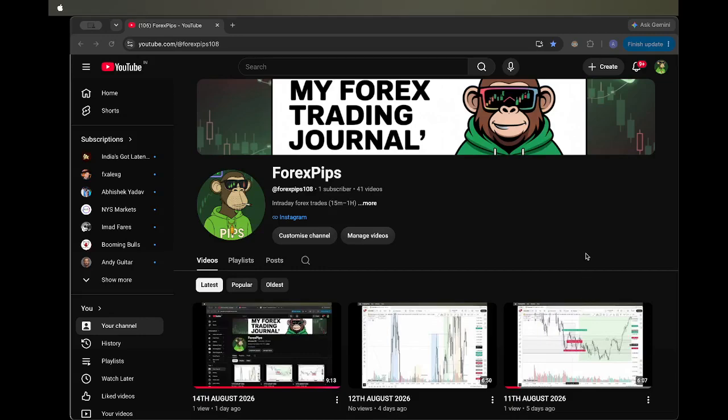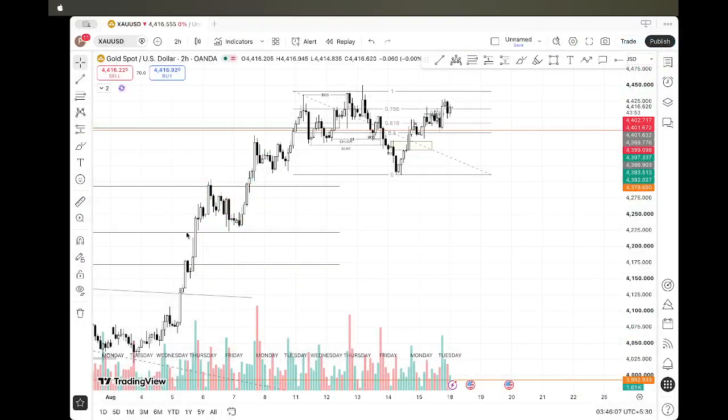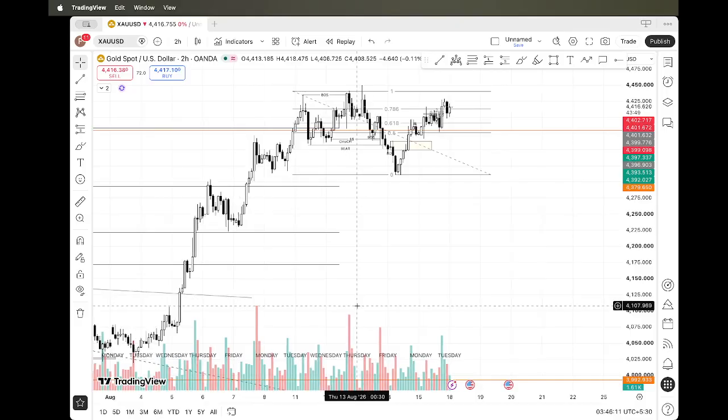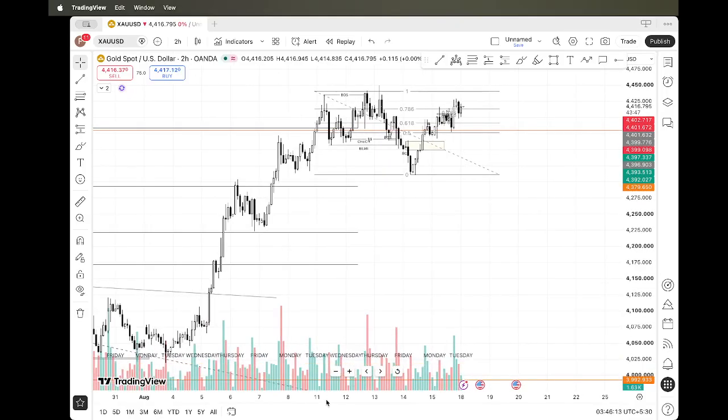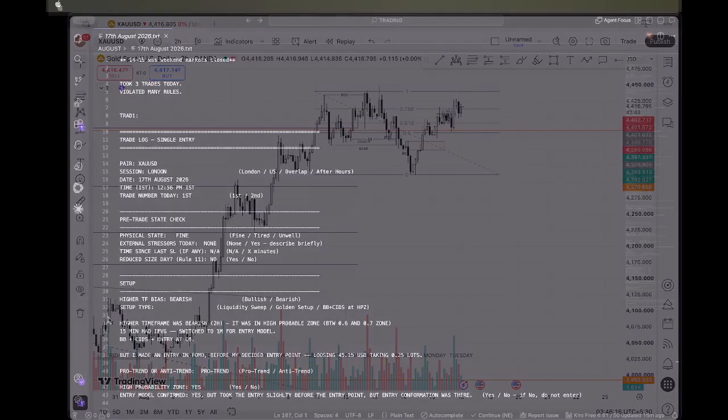Hi everyone, today is 17th of August and today I took around 3 trades. So yeah, I violated some of my rules, but I will be quickly breaking down the trades and then I will be walking you through the logging part of it.